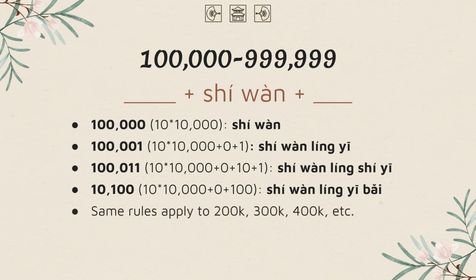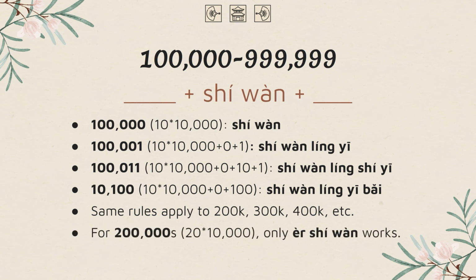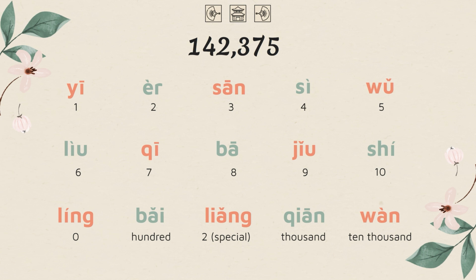Okay, so for 200,000, do we say "er shi wan"? We actually don't, because 20, we don't change 20. 20 is fixed, so you would say "er shi wan". That's the only way to say 200,000 and all these other numbers in that range. Okay, let's try practicing these numbers.